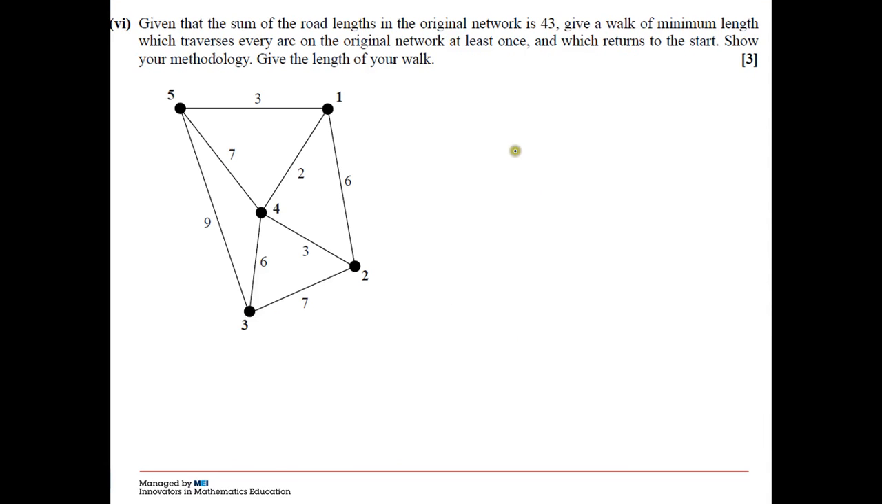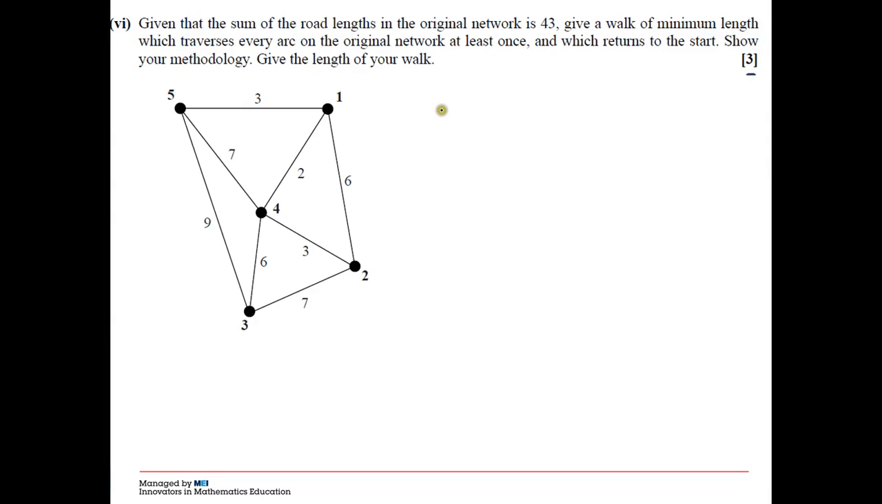The last part of this particular question, and the last question we're going to do in this session, is the route inspection problem. Given that the sum of the road lengths in the original network is 43, give a walk of minimum length which traverses every arc in the original network at least once and returns to the start. Show your methodology. So although there's only 3 marks for this, it's very important that you actually show your working out.